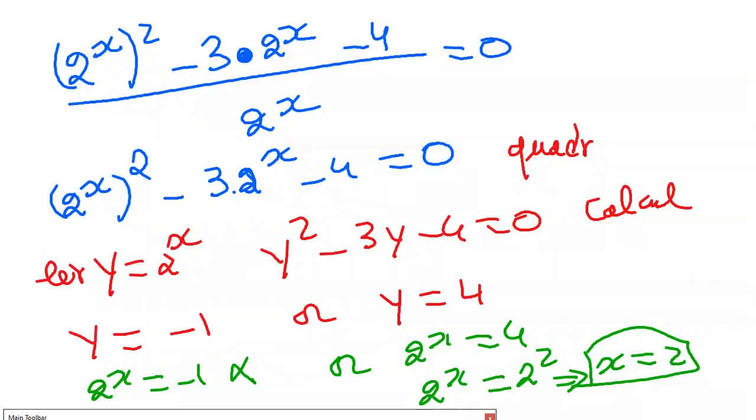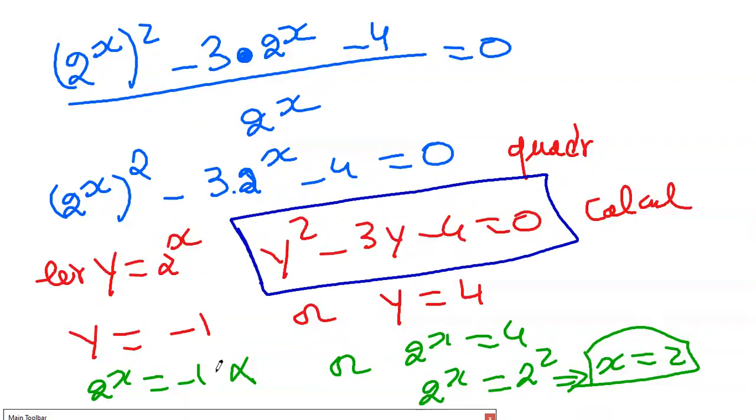So I can say let y be, for example, 2^x. If I replace y by 2^x, I will have the equation y squared minus 3y minus 4 is equal to 0. Now I can see better that it's a quadratic equation. I can use the calculator to find the roots. I will have y equal to minus 1 or y equal to 4. And now we said let y be 2^x. My objective is to find x.